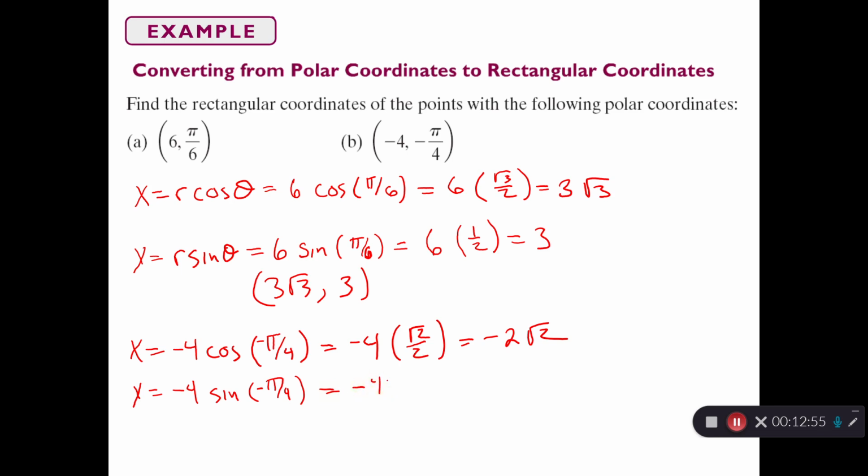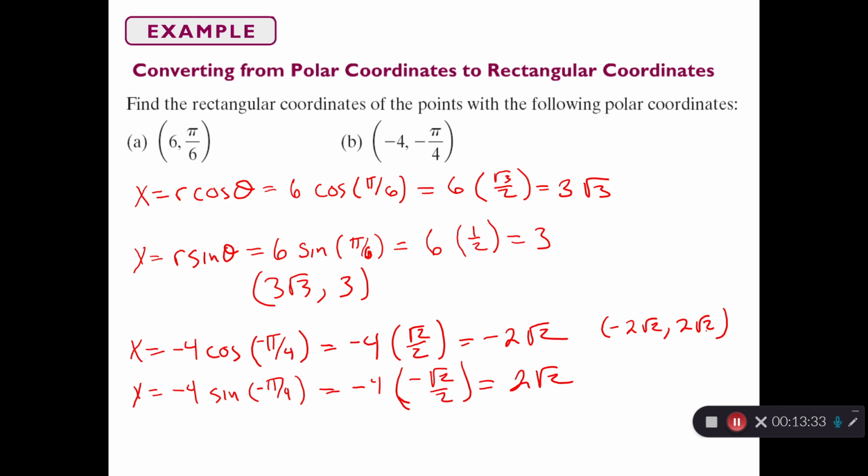And the sine of negative pi over 4 is in quadrant 4, and since it's the y value, it would be negative. So negative 4 times negative radical 2 over 2 equals 2 radical 2. So our answer is going to be negative 2 radical 2 comma 2 radical 2, which I think I said quadrant 4 before, but really is quadrant 2, and that matches with what we were saying before. So my apologies if I misspoke.